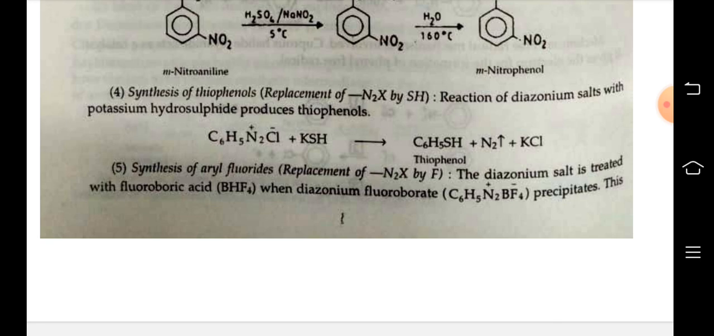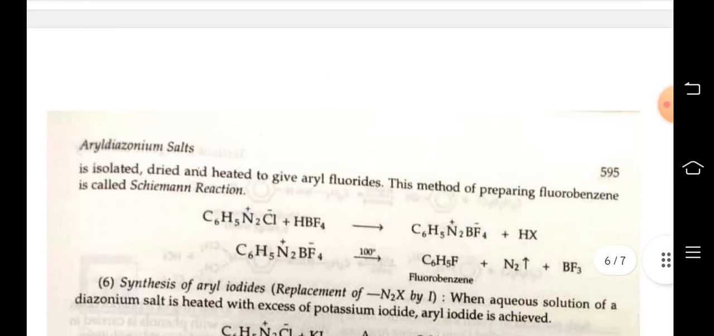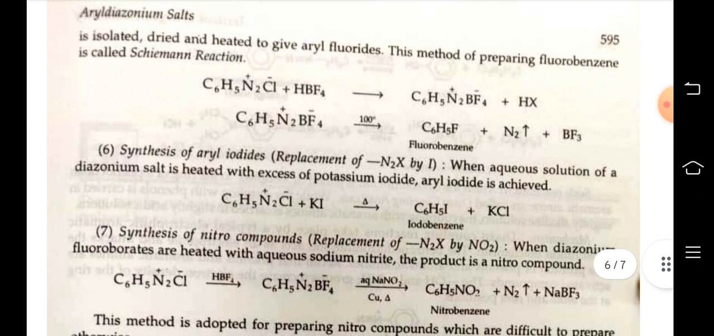Fifth is synthesis of aryl fluorides, replacement of N2X by fluorine. The diazonium salt is treated with fluoroboric acid, when diazonium fluoroborate, C6H5N2+ BF4-, precipitates. This is isolated, dried and heated to give aryl fluorides. This method of preparing fluorobenzene is called the Schiemann reaction.